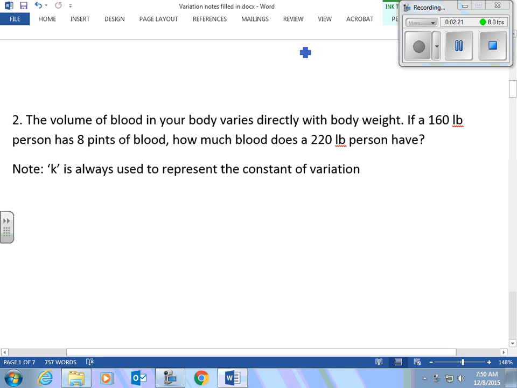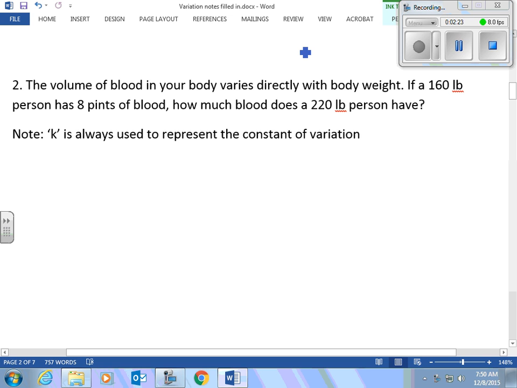So here's an example. The volume of blood in your body varies directly with body weight. If a 160-pound person has 8 pints of blood, how much blood does a 220-pound person have? There is more than one way to correctly solve this type of question.